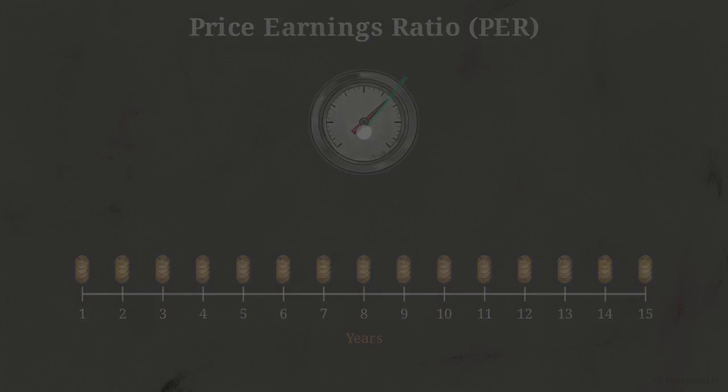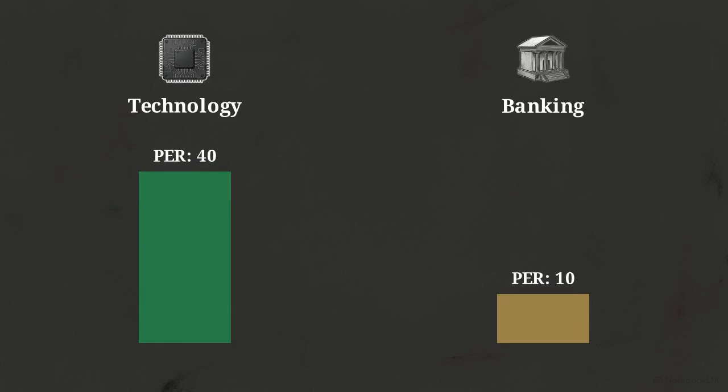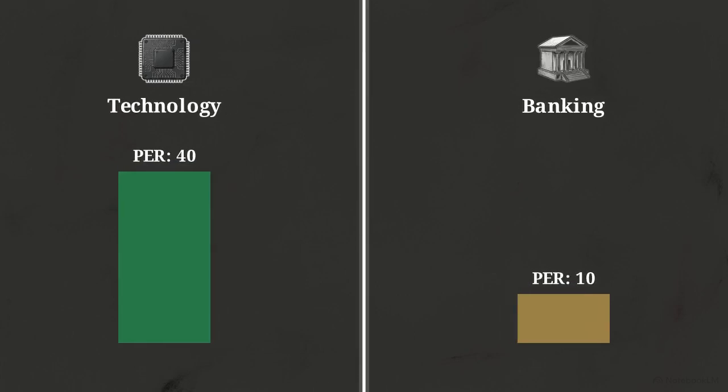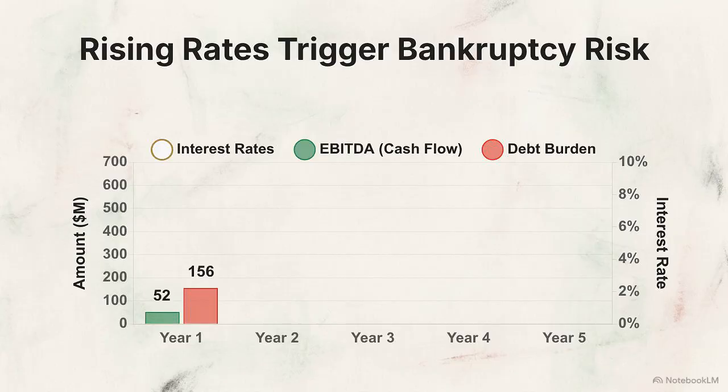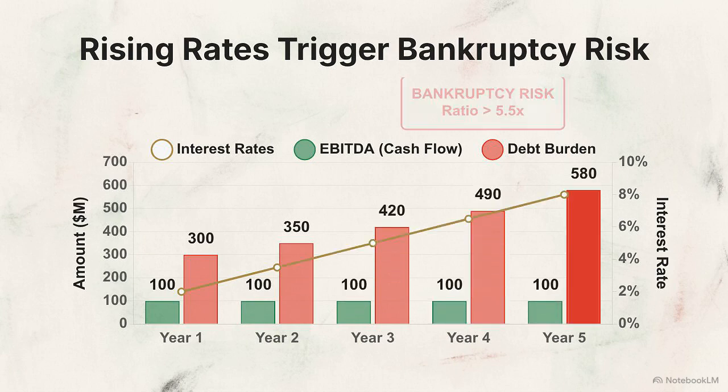A high-growth tech company will naturally carry a higher PER than a traditional bank. You must evaluate these numbers by separating them by sector, rather than comparing them directly. Next, you check the debt-to-EBITDA ratio. This measures how much debt the business holds relative to its operating cash flow, serving as an immediate gauge of bankruptcy risk if interest rates rise.